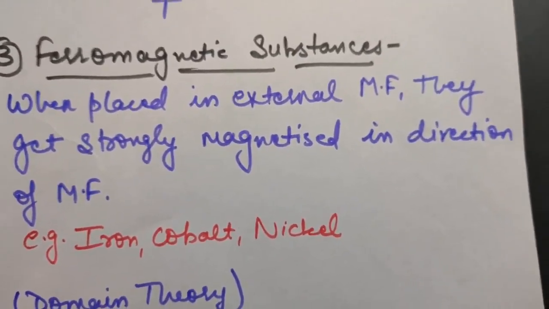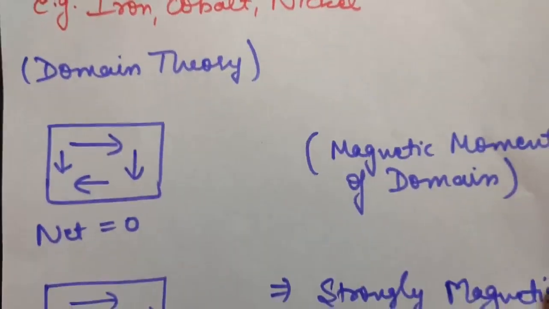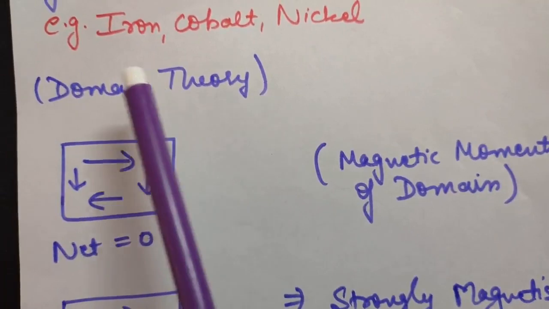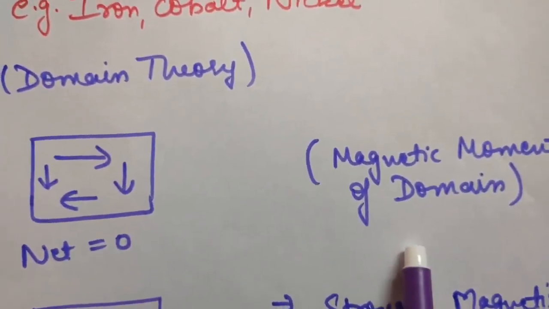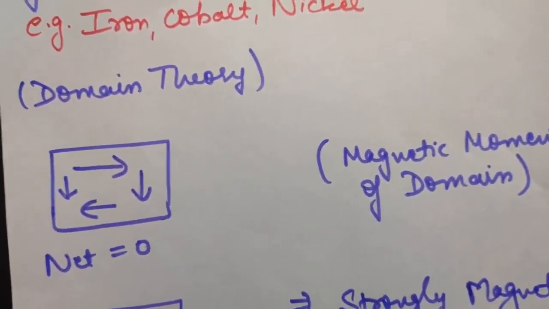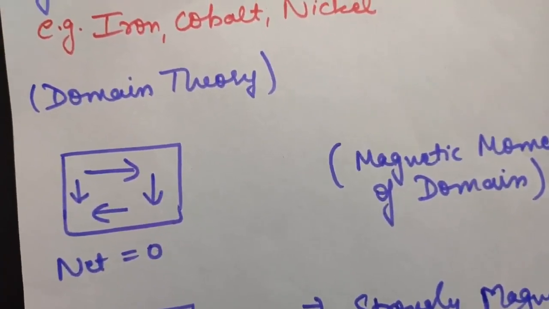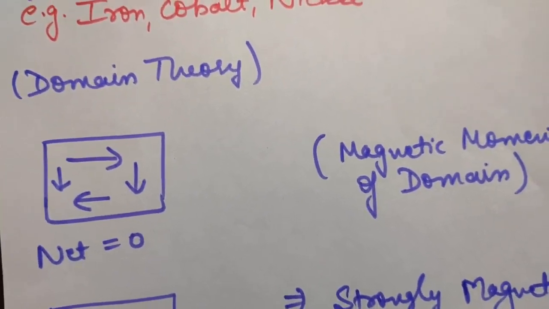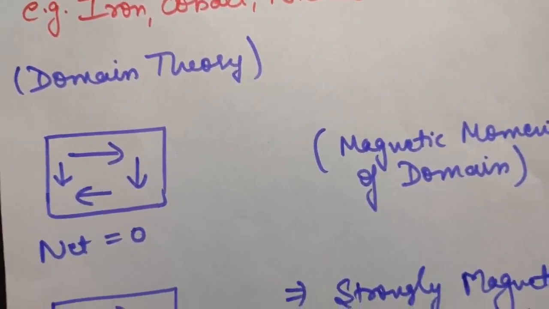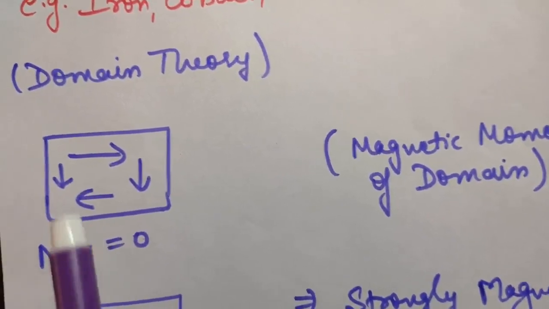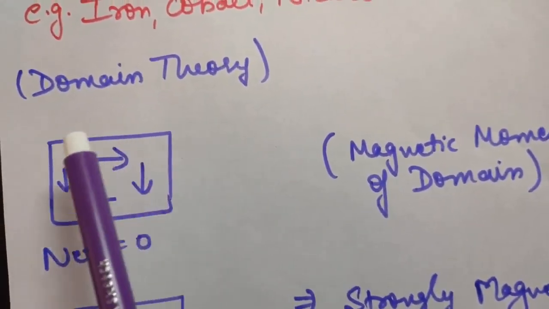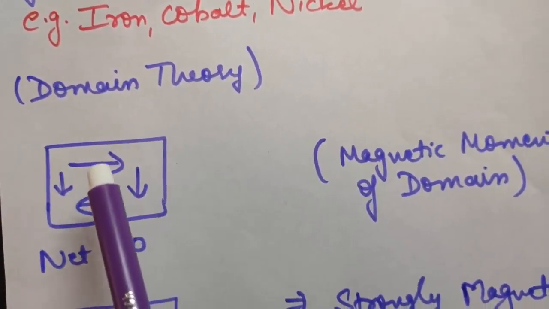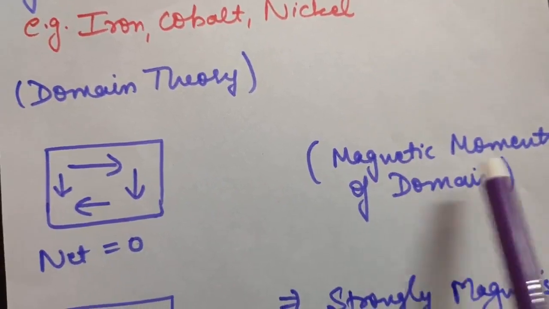Now the explanation of these substances was given on the basis of domain theory. By domain, we mean a group of atoms. As you know, whenever a group does something, it is very strong, therefore the magnetization of ferromagnetic substances is very strong due to the domains present. These arrows are showing you the group of atoms. So here we have the magnetic moment of domains, that is, groups of atoms.